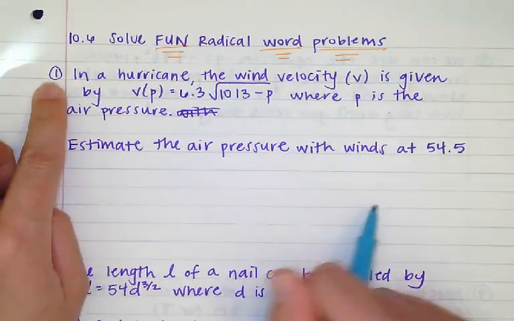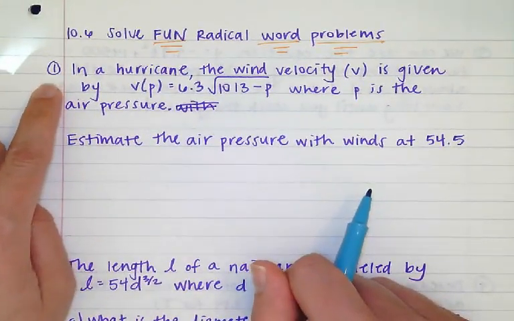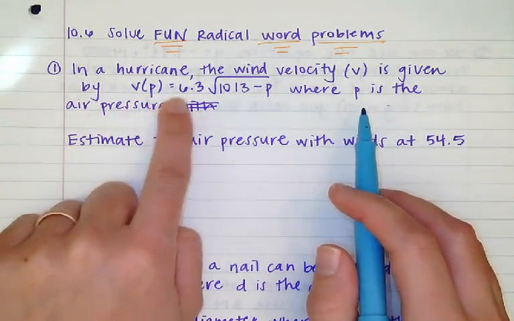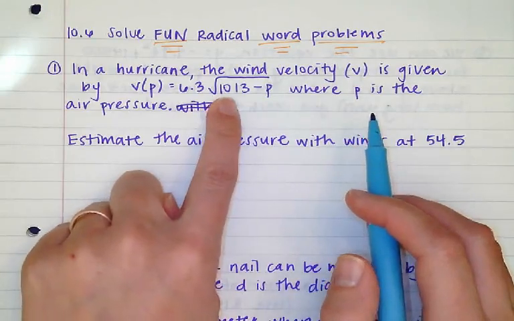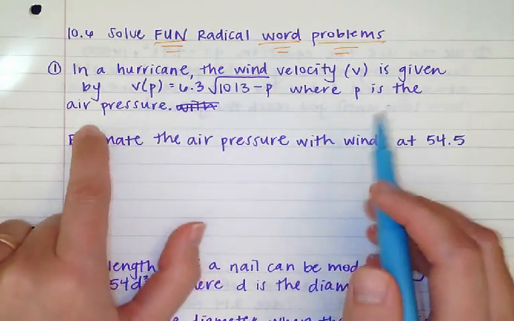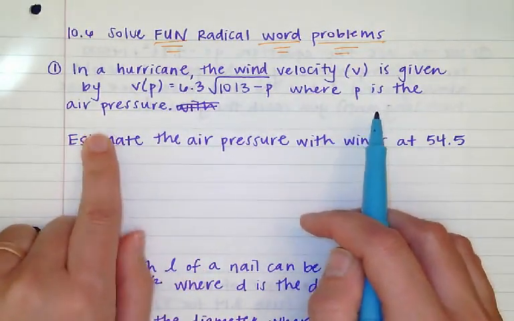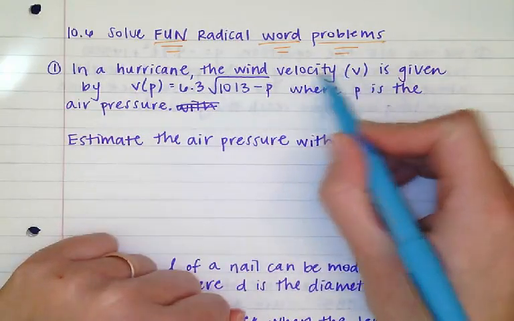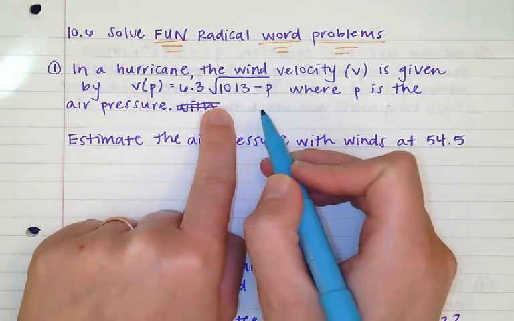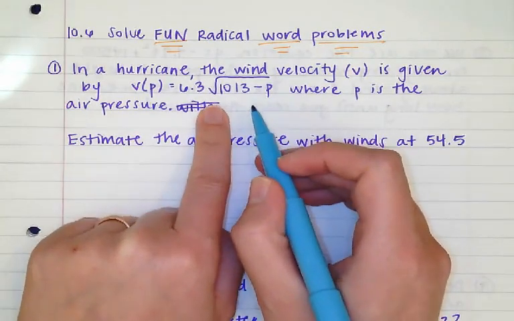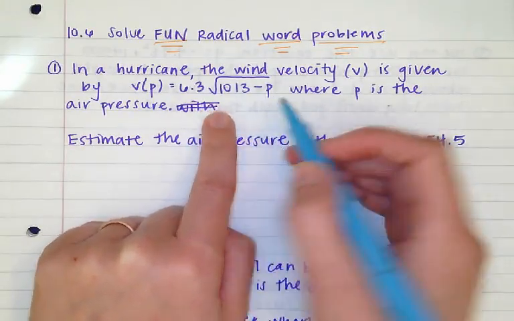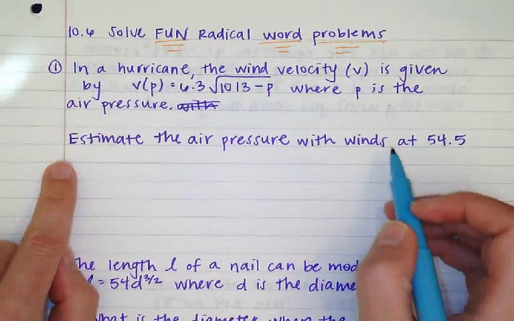So here we go. Number 1, in a hurricane, the wind velocity v is given by v of p equals 6.3 times the square root of 1013 minus p, where p is the air pressure. So in all of our problems today, we're going to have two variables. Here we have v for wind velocity and p for air pressure. And the equation is going to have some sort of radical or exponent in it that'll relate to the unit we've been studying. We have to decide, based on the information given, where to plug it into the problem.